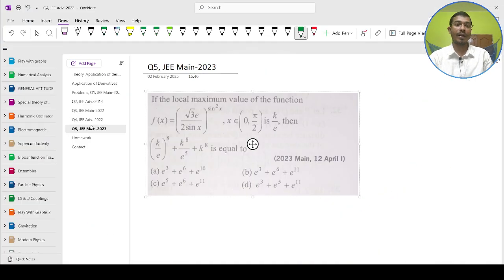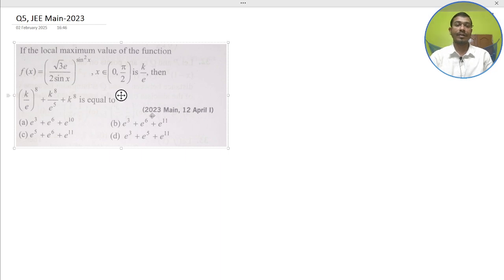Next, last problem in today's class. Recent type of question, JEE Main 2023. It says that if the local maxima value of a function f(x) = (√(3e)/(2 sin x))^(sin²x), where x belongs to (0, π/2), is k/e, then you have to find the value of (k/e)^8 + k^8/e^5 + k^8 is equal to what?